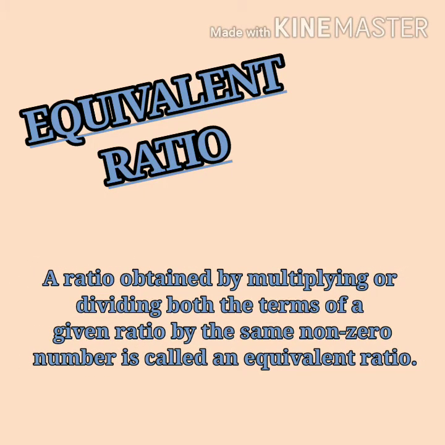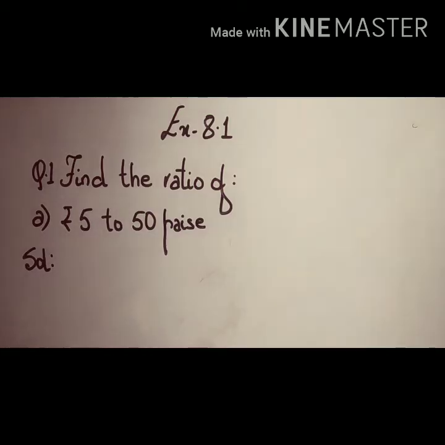A ratio obtained by multiplying or dividing both the terms of a given ratio by the same non-zero number is called an equivalent ratio. So, let's start with exercise 8.1. Our first question is, find the ratio of rupees 5 to 50 paisa.